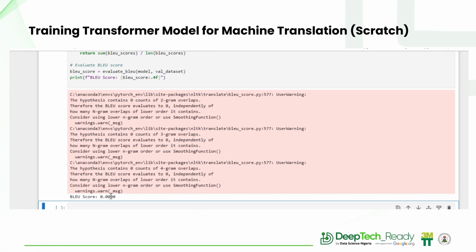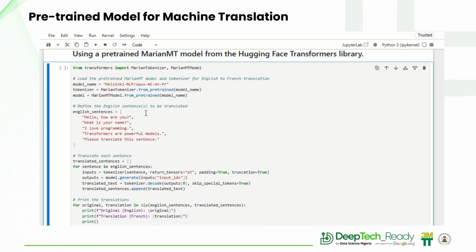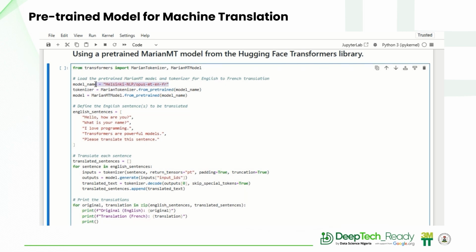For the pre-training, we are simply loading the pre-trained model, and in this case, we are going to be using the MarianMT model and tokenizer for English to French. The model name is Helsinki-NLP/opus-mt-en-fr. So this is what corresponds to the pre-trained MarianMT model for English to French translation.